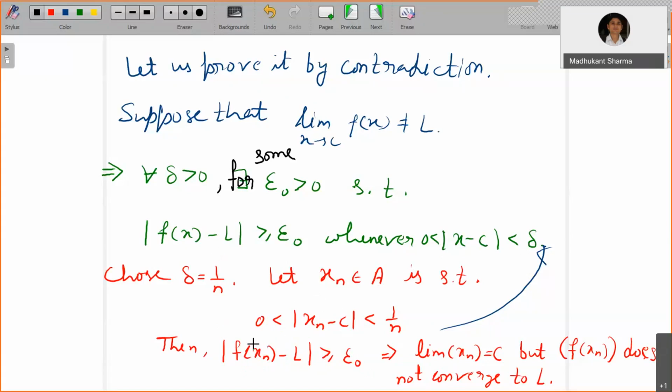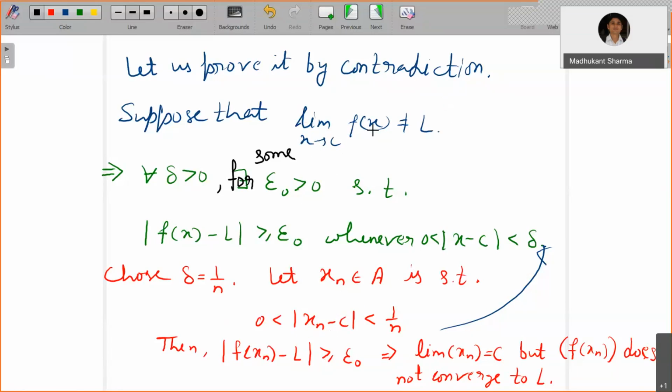Okay, right. So this implies that f of xn does not converge to L. But you were able to identify a sequence in A satisfying the property that xn converges to C as n tends to infinity, but f of xn does not converge to L. So this is a contradiction to the given condition. Therefore, our assumption that the limit as x tends to C of f of x is not equal to L is wrong. This implies that the limit as x tends to C of f of x must be equal to L.